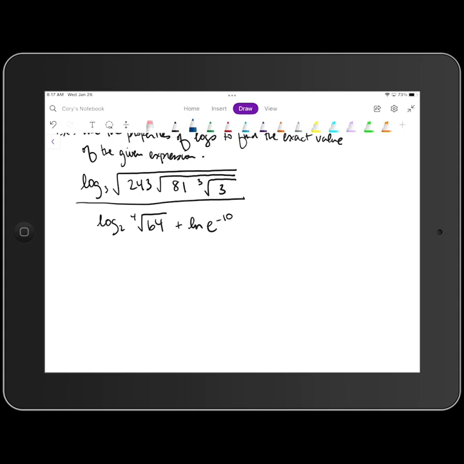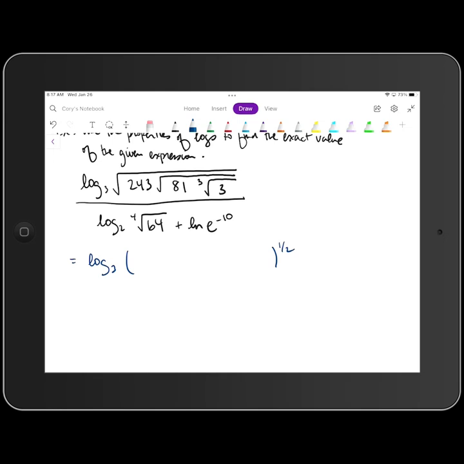Up top here we have the log base 3. Now, when I take that biggest radical, that is like taking the entire quantity in the numerator and raising it to the 1/2 power. Now when I see the individual numbers like 243, 81, and 3, what I want to do with each of those numbers is rewrite them, because we're taking the log base 3 of those numbers. I want to try to rewrite those numbers as 3 raised to some numeric power.